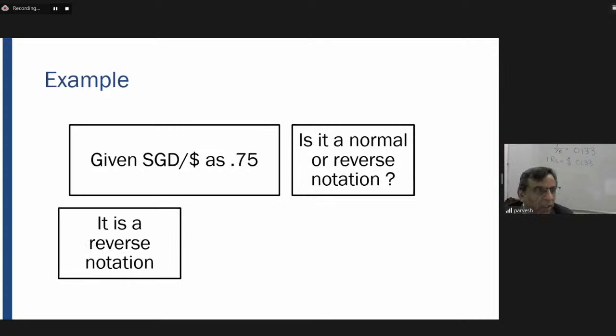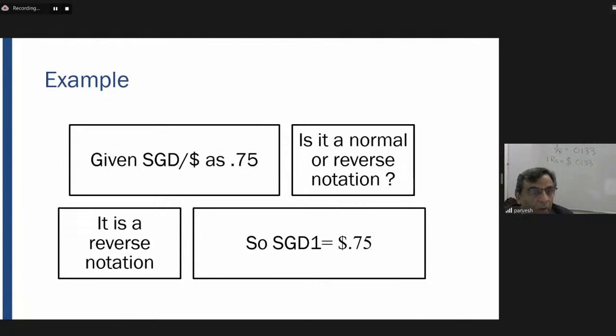Okay. So now we know that it's a reverse code. So $1 is not equal to 0.75 Singapore dollar, but 1 Singapore dollar is equal to 0.75, because you know that Singapore dollar will cost you around 50 rupees. So for 1 Singapore dollar, you will get less than a full dollar. I think some of the people are giving a normal quotation. Some people are giving reverse.